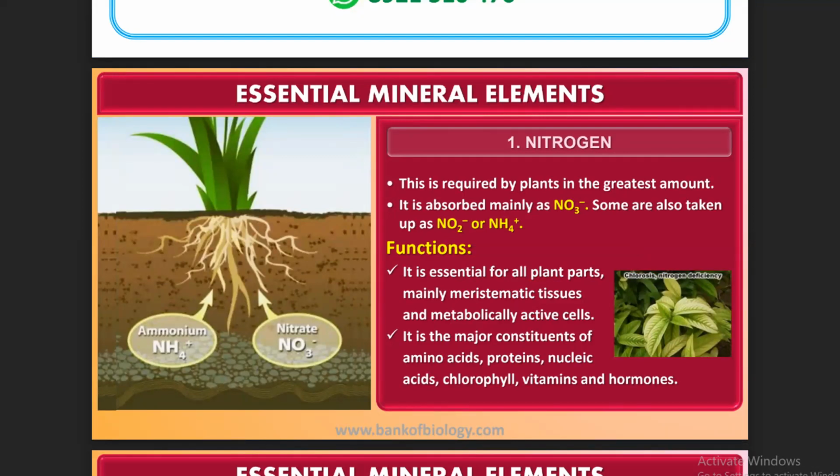It is essential for all plant parts, mainly meristematic tissue and metabolic active cell. It is the major constituent of amino acids, protein, nucleic acid, chlorophyll, vitamins, and hormones. So nitrogen is mostly present in proteins and amino acids. You remember protein and amino acid, plus also in DNA, nucleic acid.